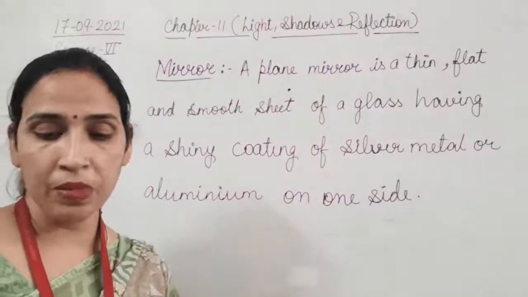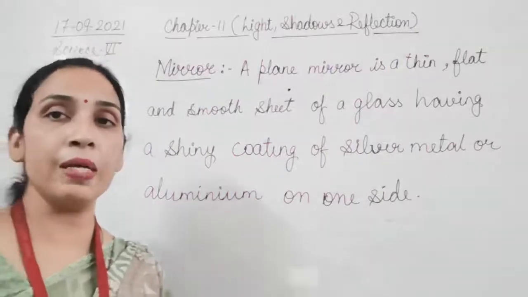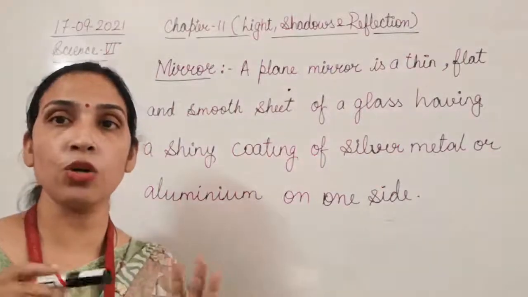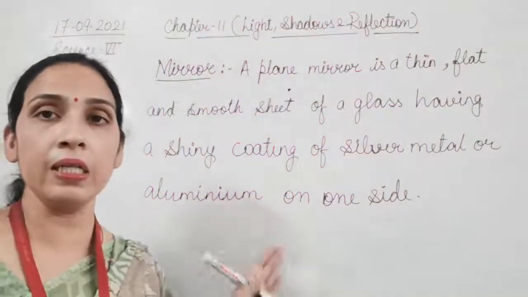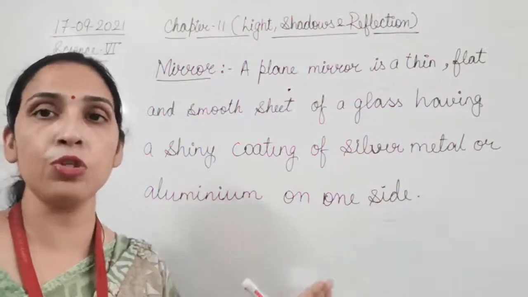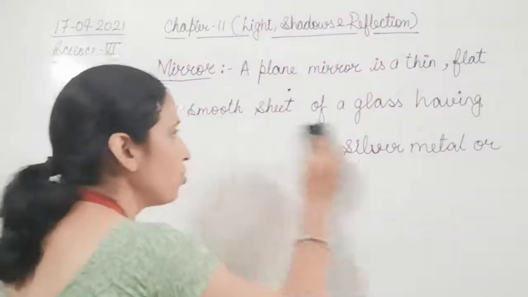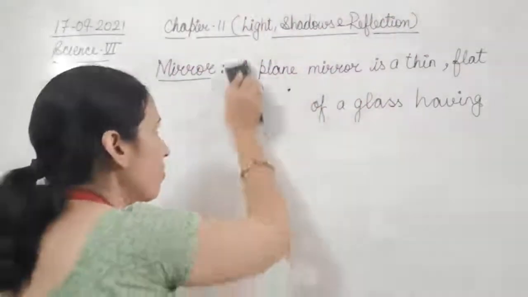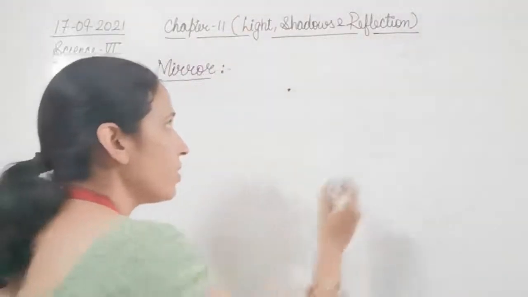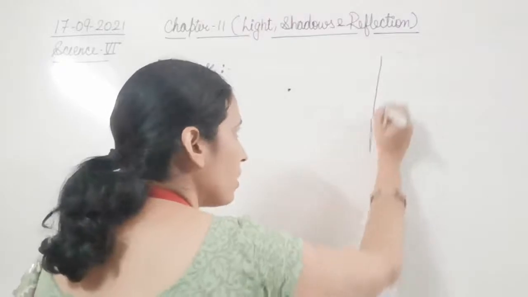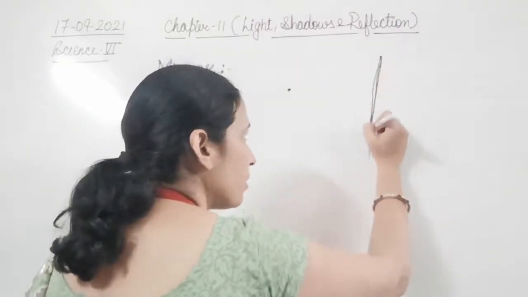Now here is a drawing of a plane mirror. Generally a plane mirror is in the shape of a rectangle or square, or any shape it can be. But when we show it in a picture of reflection, we show the mirror in the form of a straight line, and on the other side we draw an oblique or slant line.